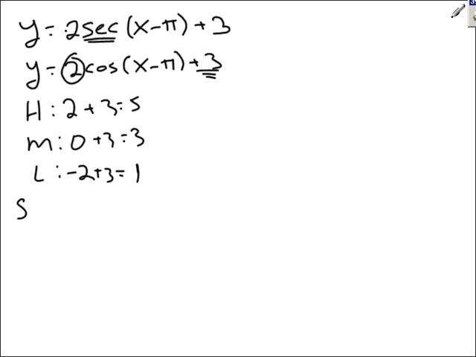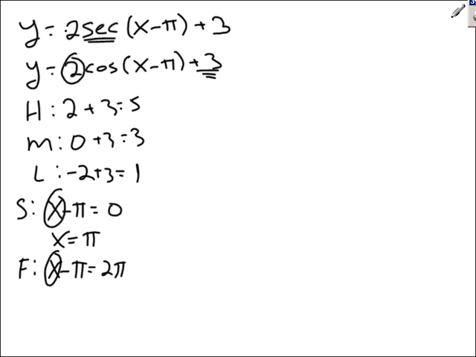Where does it start? It starts when the angle x minus pi is 0. X should be pi, since pi minus pi is 0. It starts at pi. Where does it finish? It finishes when the angle is 2 pi. 3 pi minus pi is 2 pi. So if you take away 1 pi, now you have 2 pi. How many pi's did you start with? 3 pi.